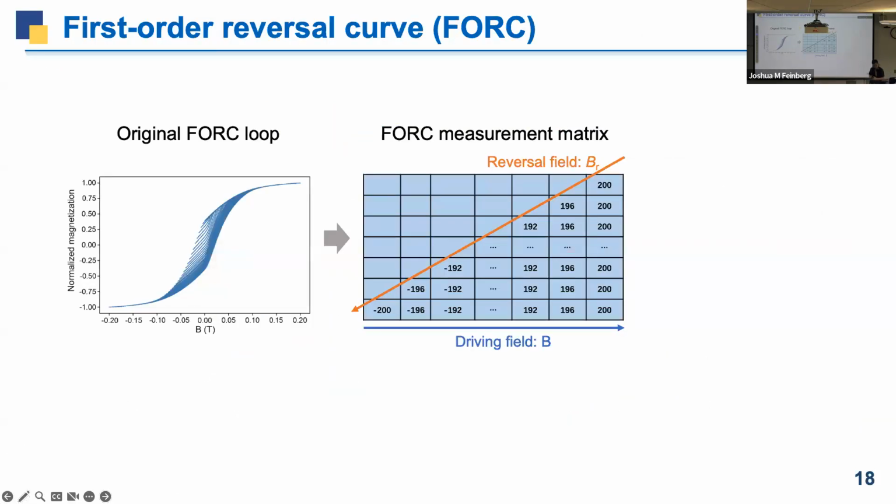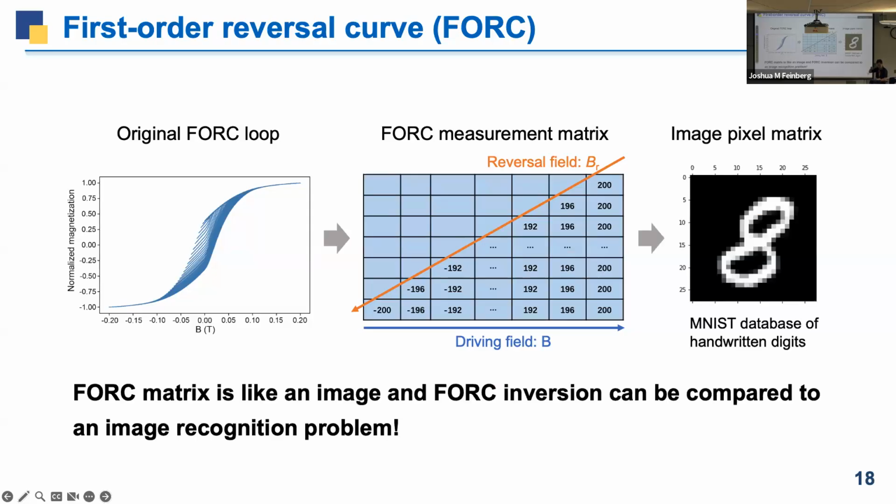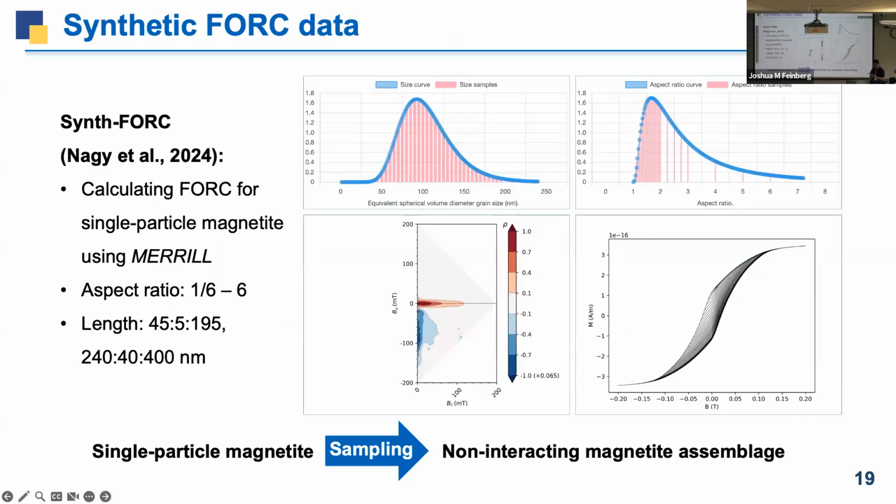So first, let's look at the original FORC loop. Its measurement matrix is basically a two-dimensional matrix. If we compare it to an image pixel matrix, they are very similar. So we can just use some image recognition methods to do FORC inversion. We just adapted some very traditional models to do the FORC inversion.